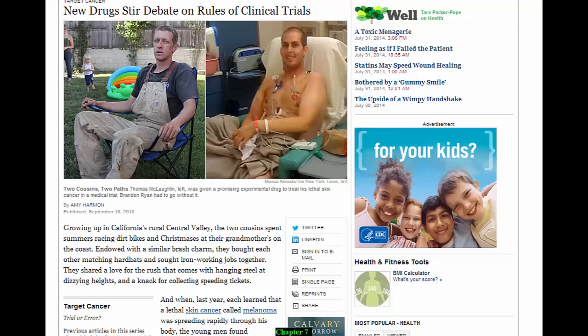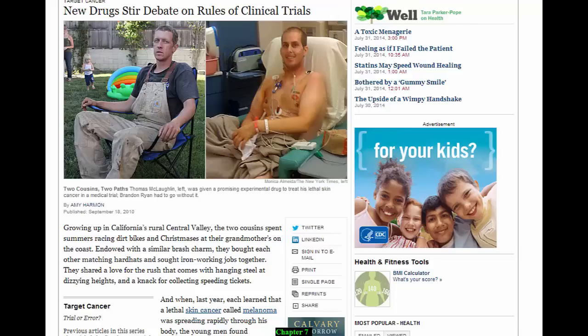If you take a look at the pictures of the two cousins here in the middle of the screen, the one on the left is Thomas McLaughlin, and the one on the right is Brandon Ryan. They both worked outside for a living and ended up both getting the same type of melanoma, which is a very lethal form of skin cancer. They both qualified for a promising new, hopefully breakthrough drug to treat this certain type of melanoma.